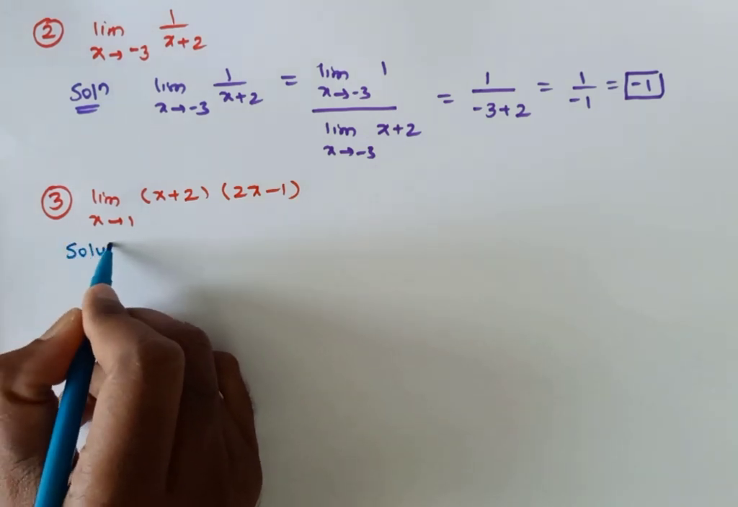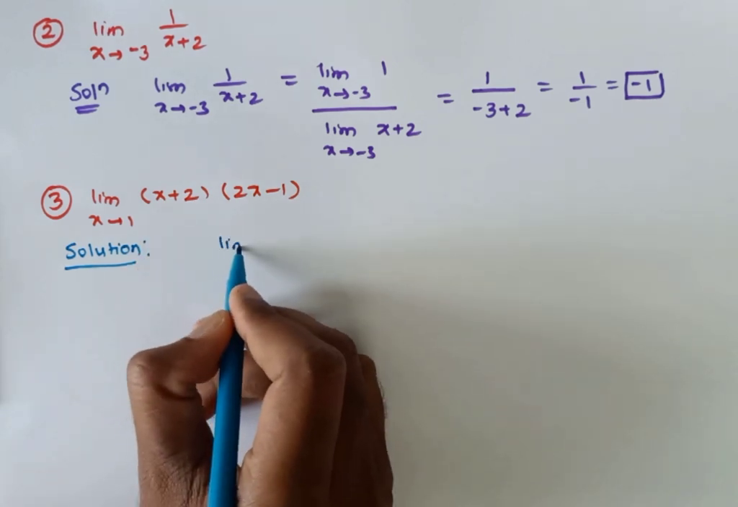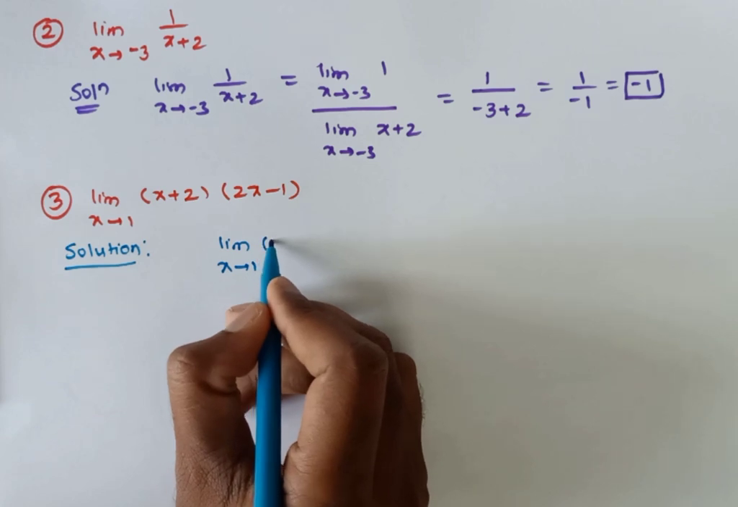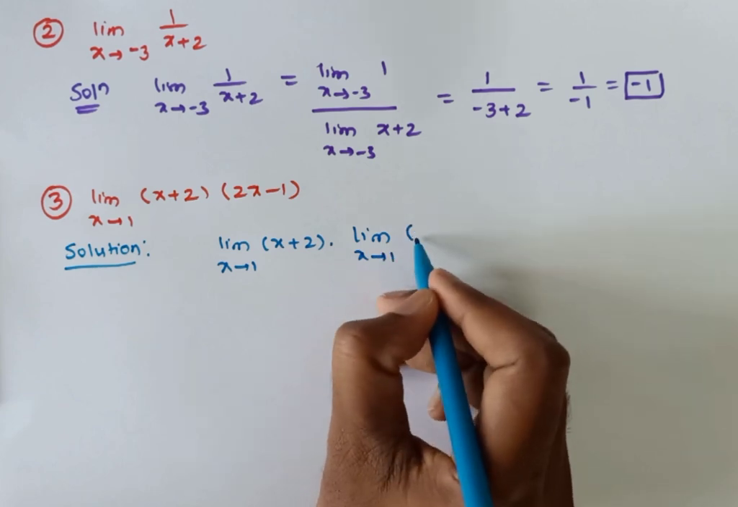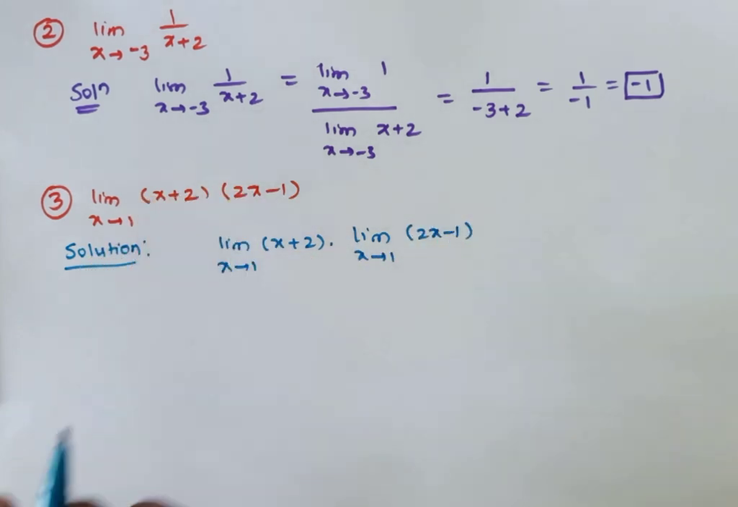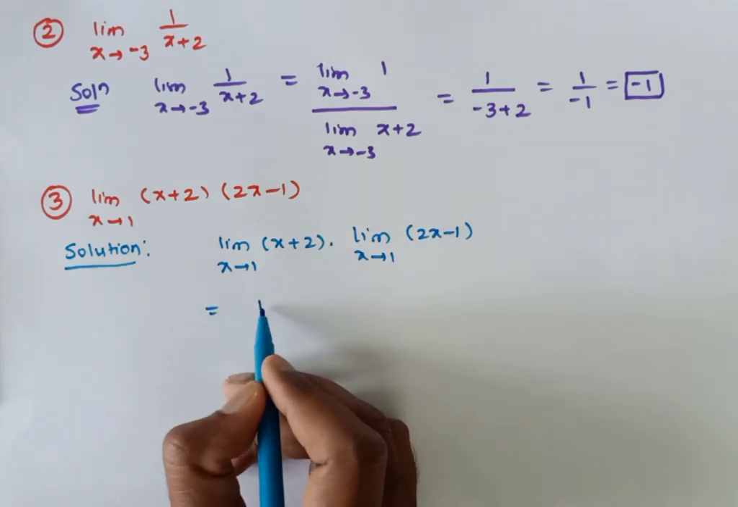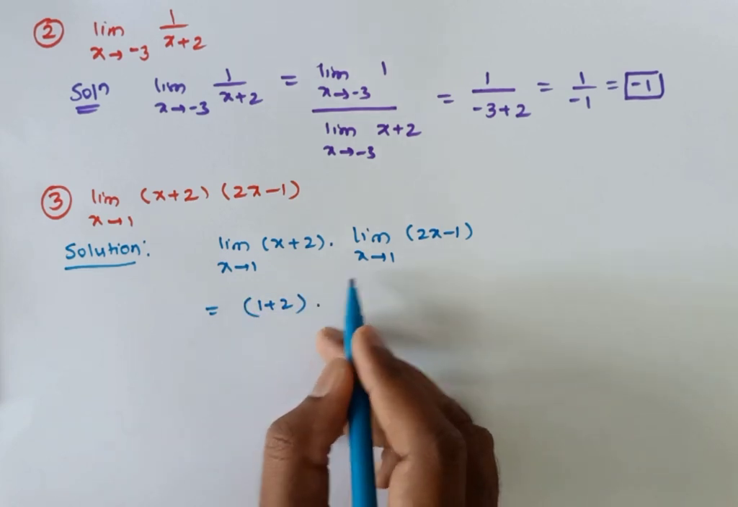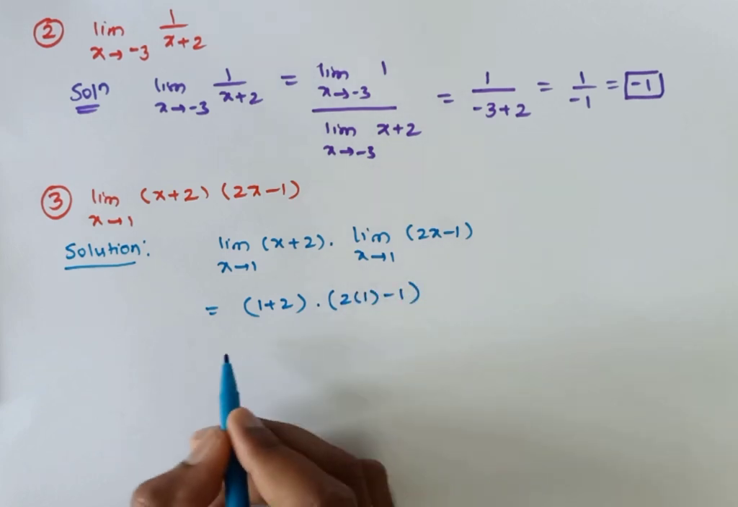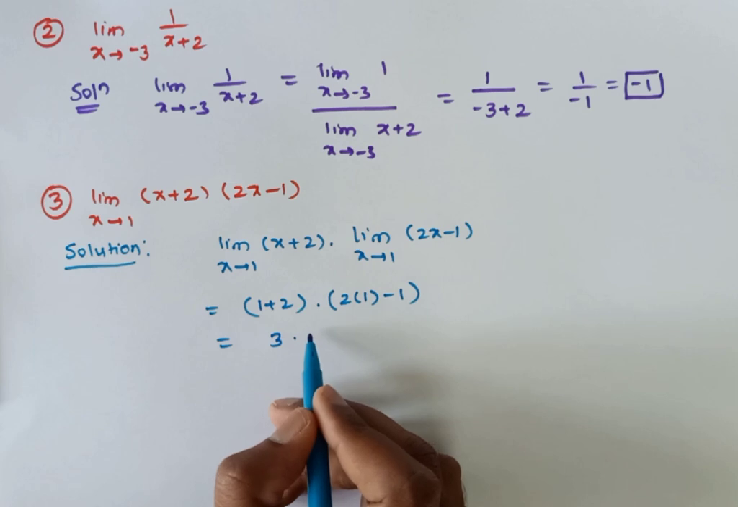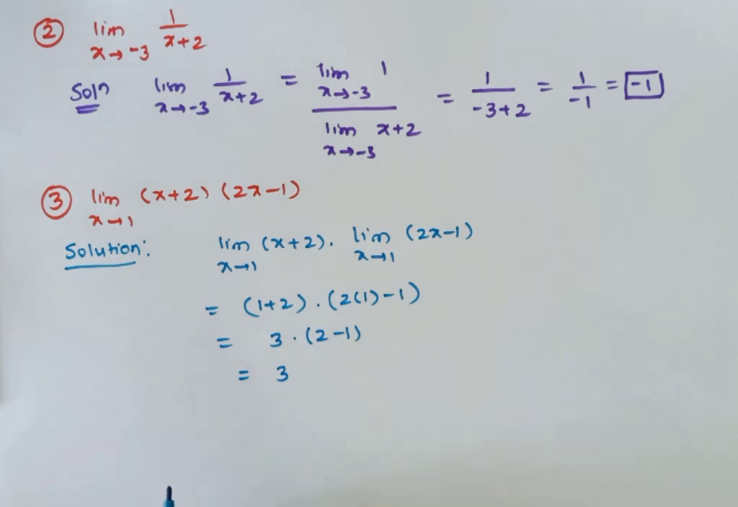Now, how to apply? This is like an f into g model, so you need to apply the limit for f and g. That is, limit x tends to 1, f of x means x plus 2, into limit x tends to 1, 2x minus 1. You can apply the limit for both, or apply directly also, no problem. So this is 1 plus 2 into 2 into 1 minus 1. Then it is 3 into 2 minus 1, so finally this is 3 into 1, which is 3.